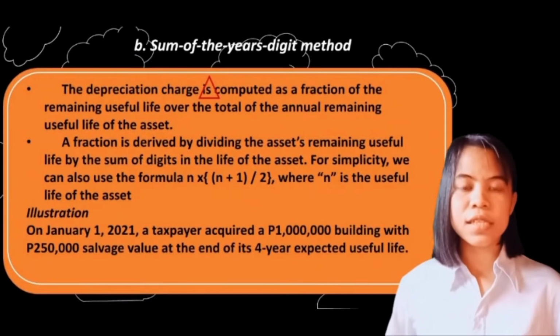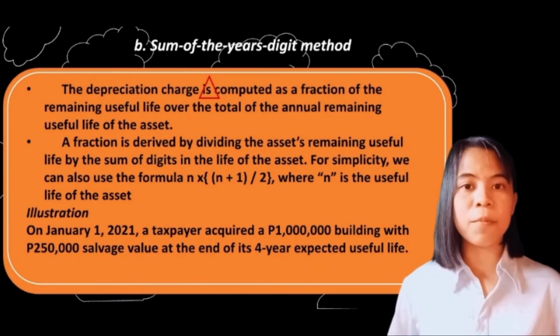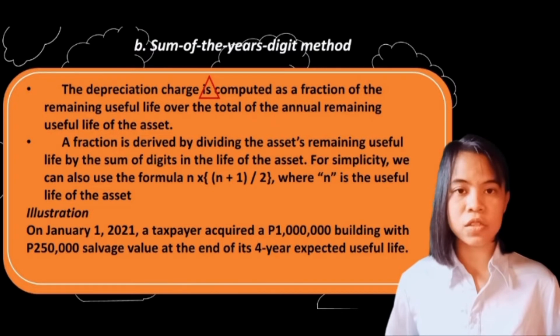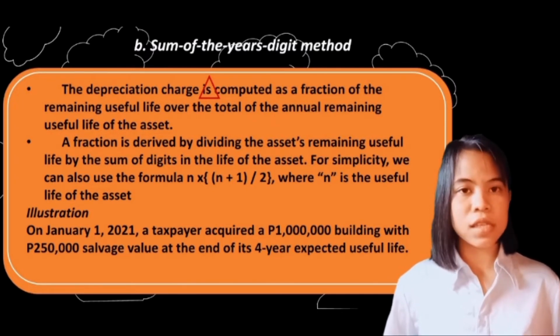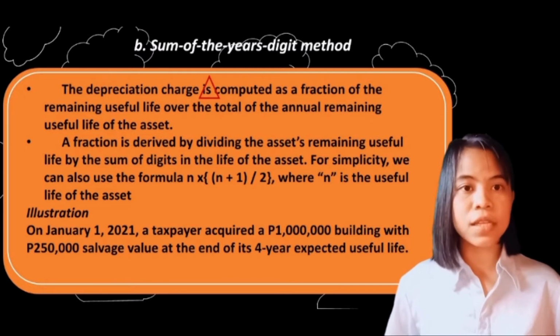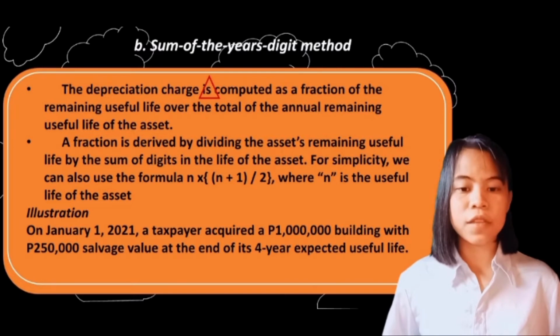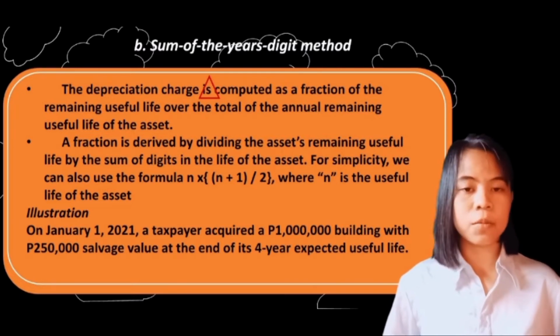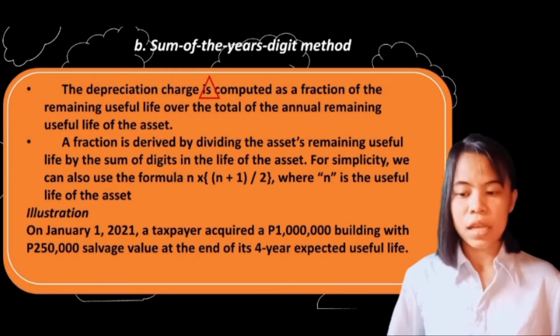Sum of the year's digit method. Under this method, the depreciation is computed by applying a series of fractions to the depreciable cost of the asset. A fraction is derived by dividing the asset's remaining useful life by the sum of the digits in the life of the asset. We can also use the formula n times n plus 1 divided by 2, where n is the useful life of the asset.